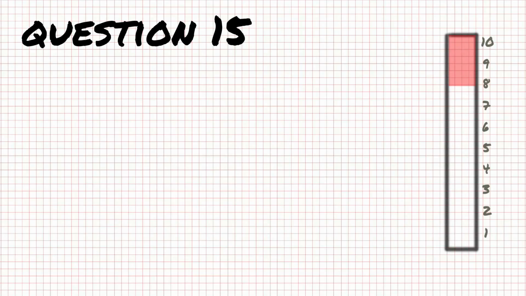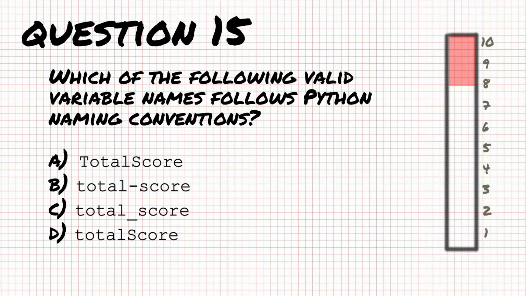Question 15. Which of the following valid variable names follows Python naming conventions? Is it A, TotalScore, uppercase T, uppercase S, all one word? B, total-score? C, total_score? Or D, totalScore, lowercase t, uppercase S, all one word?